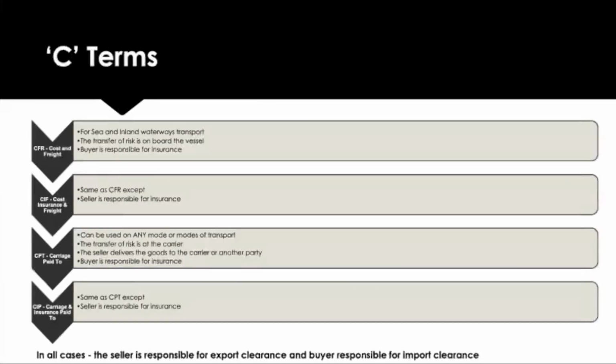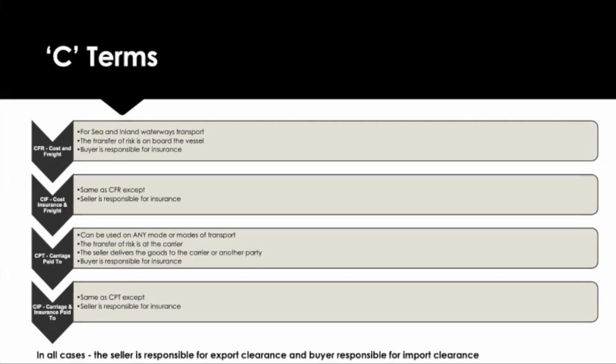That leaves us with the C terms. There are 4 C terms. The top 2 are used on sea freight and inland waterways, whereas the bottom 2 are more used on road freight, I would say. So you've got CFR and CIF. CFR is cost and freight, but you'll notice that there's no insurance on that, which means the buyer would be responsible for the insurance. You've got CIF, which is the same, but the seller is responsible for the insurance.